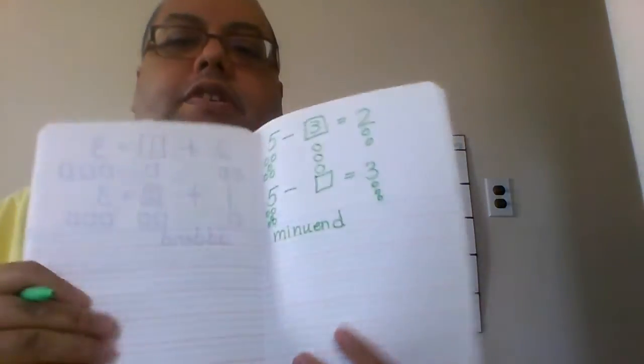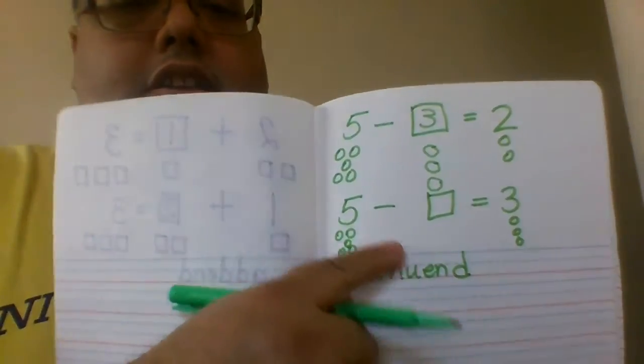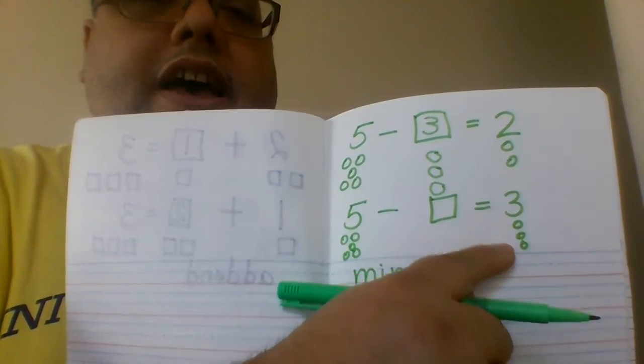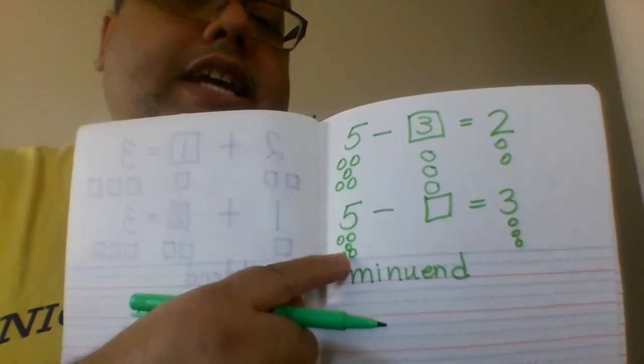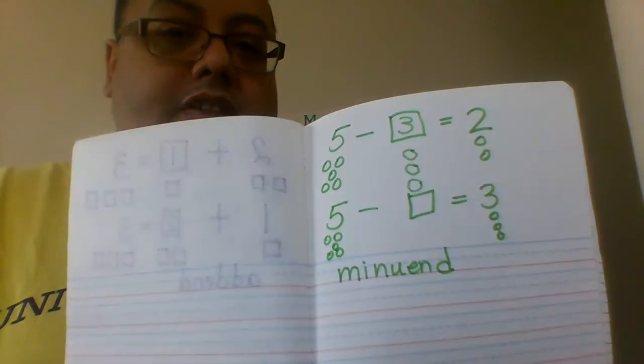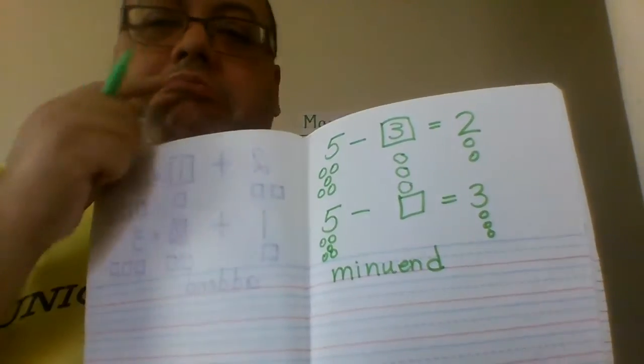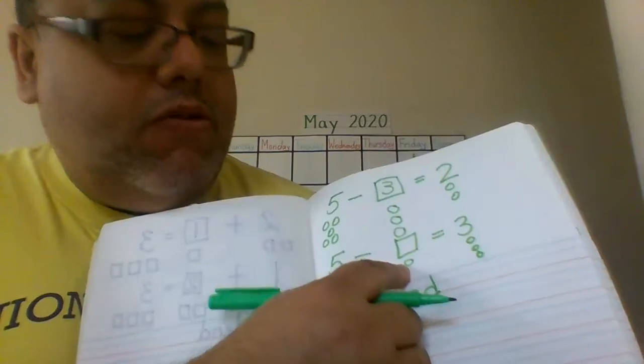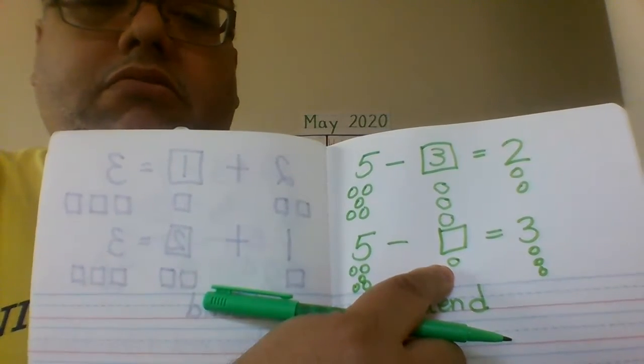So 5 minus something equals 3. So I drew 5 circles and 3 circles. Again, 5 minus something equals 3. If I have 3, I know how to get to 5. So 3, let's put 1 circle. 3 plus 1 equals 4.